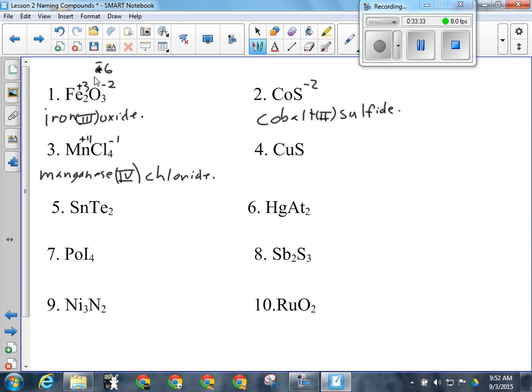For number 4, we've got copper and sulfur. Sulfur's -2. Copper can be +1 or +2. In this case, it must be +2 because they're 1 to 1.